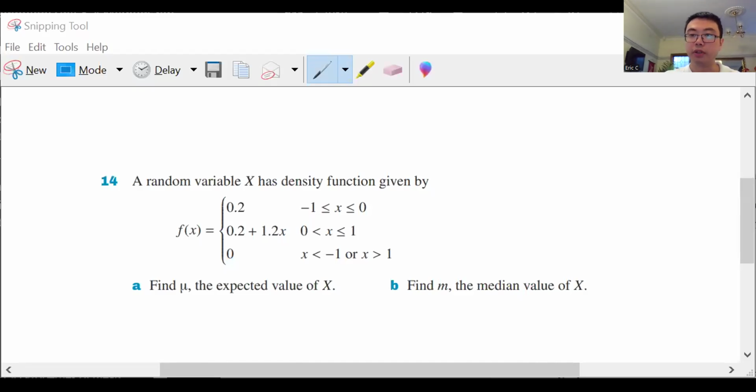So today we'll be going through another tutorial on the TI-Nspire CX II CAS calculator. The topic will be on finding the expected value, or the mean, of the probability density function, and also the median value of the probability density functions. Okay, so let's get started.